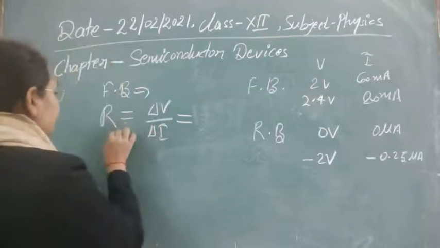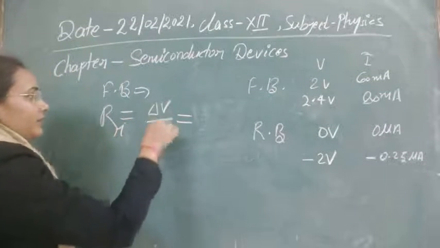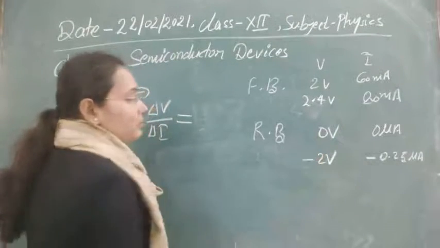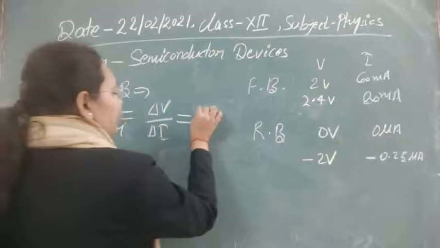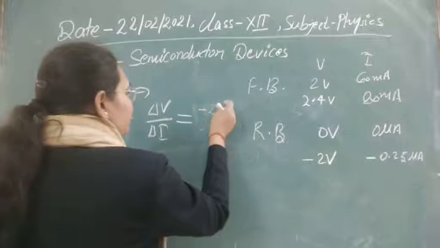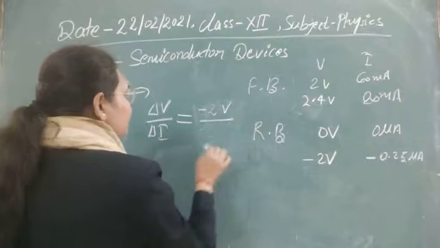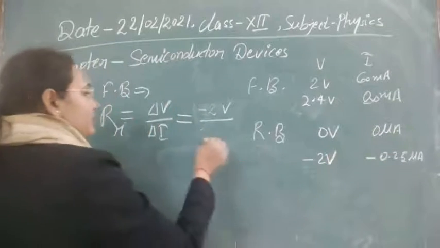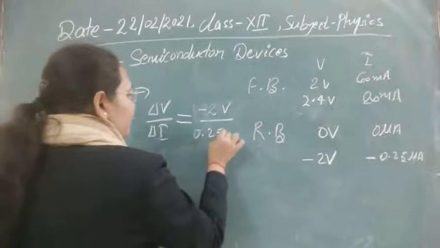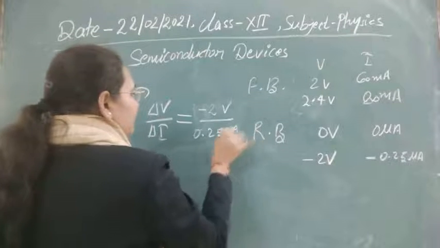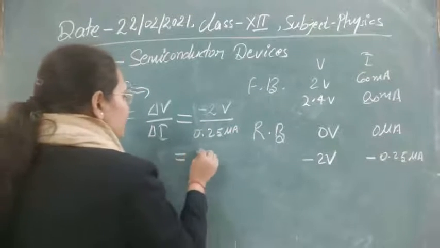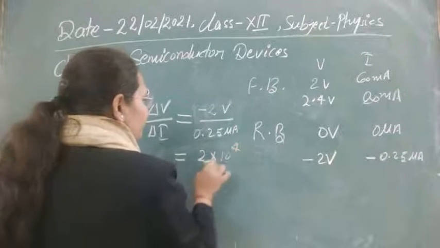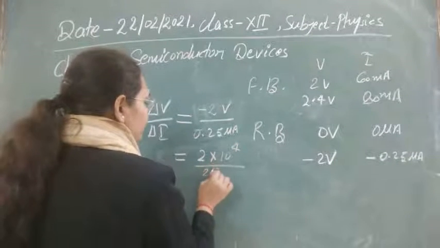So the reverse resistance will be given by delta V by delta I, and the value of delta V will be here minus 2 to 0. So it means it will be equal to minus 2 volt, and delta I will be minus 0.25 to 0, so it means it will be minus 0.25 microampere. So you can solve it. This will be equal to 2 into 10 to the power 4 upon, I just took directly.